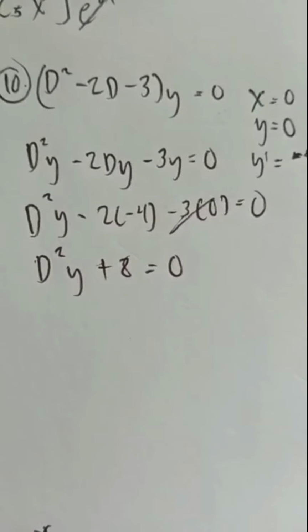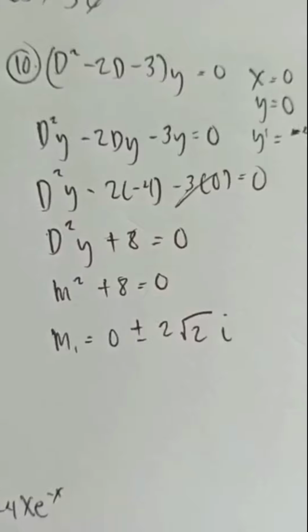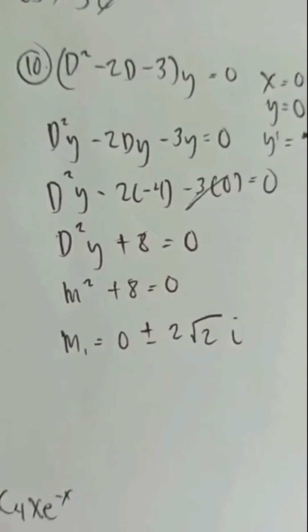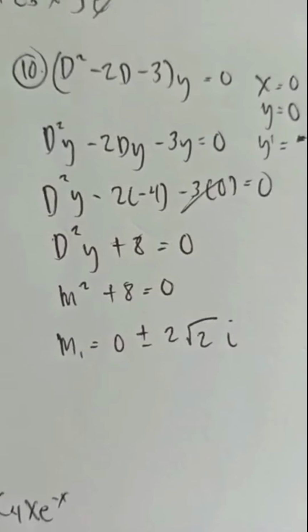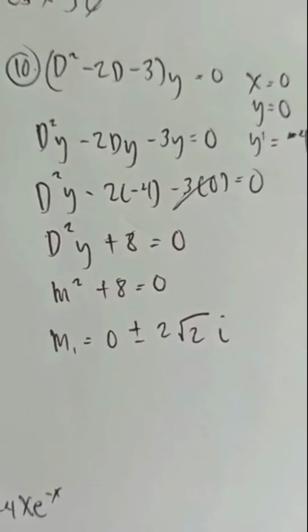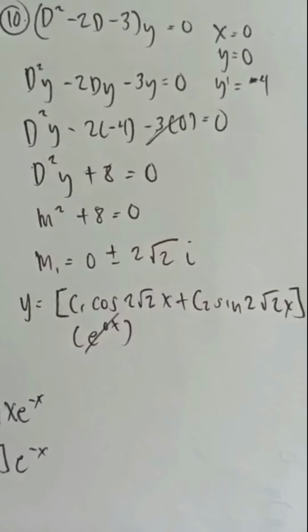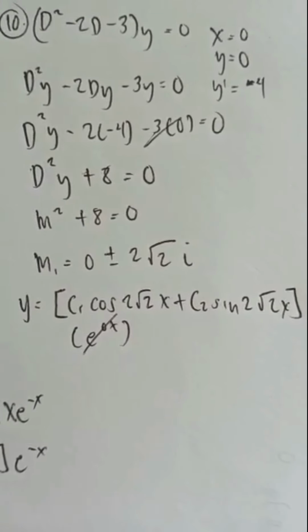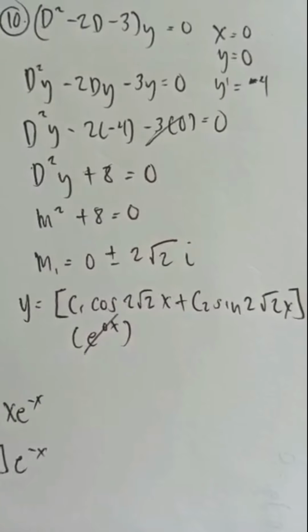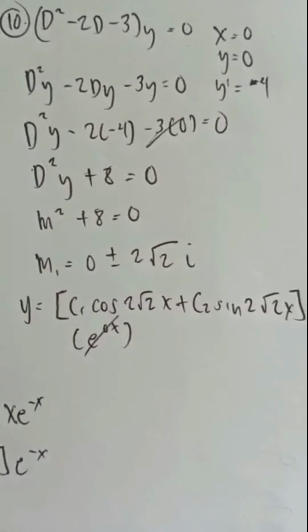At mula dito sa differential operator na form, gagawin natin itong auxiliary equation, kaya magiging m squared plus 8 is equal to 0. Kung saan m1 is equal to 0 plus or minus 2 square root of 2i. Dahil imaginary ang roots, y now will become c1 cosine 2 square root of 2x plus c2 sine 2 square root of 2x.